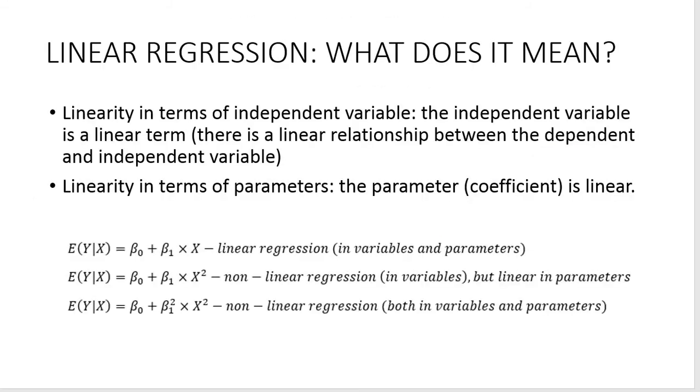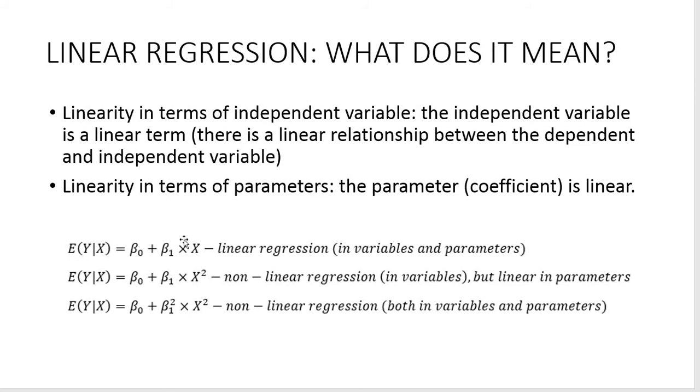So when we say linear regression, basically we mean linearity in terms of the independent variable. Or, in other words, we assume that the independent variable is represented by the linear term, or that there is a linear relationship between the dependent and independent variable. Linearity in terms of parameters means that a parameter, like beta 1 or coefficient, is represented by the linear term.